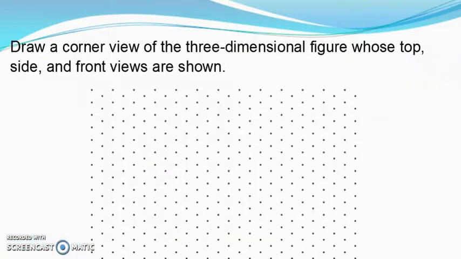Now, we need to draw a corner view of this three-dimensional figure whose top, side, and front views are shown. They're shown on your paper. The top view is a 4x4 square. So I'm going to draw that first. My side is a 2x2 square, and the front is another 2x2 square. And there's your three-dimensional shape.